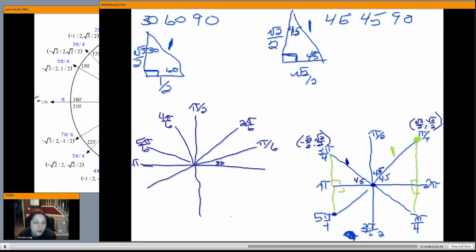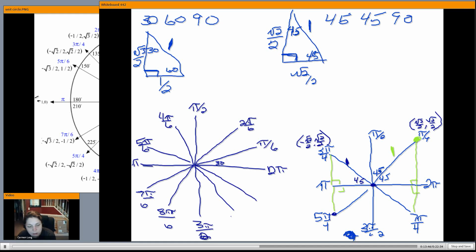Of course, we're going to keep going. 7 pi over 6, 8 pi over 6, 9 pi over 6, 10 pi over 6, 11 pi over 6, and then 12 pi over 6, or 2 pi, because 12 divided by 6 is 2. So we're going to finish this. Let's see, 5, 6. This will be 7 pi over 6. This is 8 pi over 6. This is 9 pi over 6, or 3 pi over 2. It's the same thing because it just reduces.